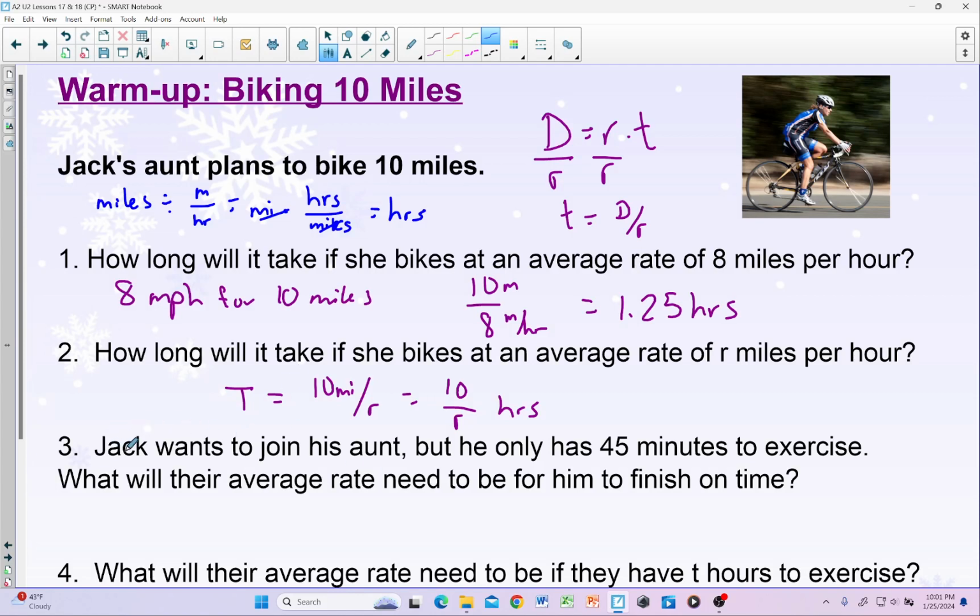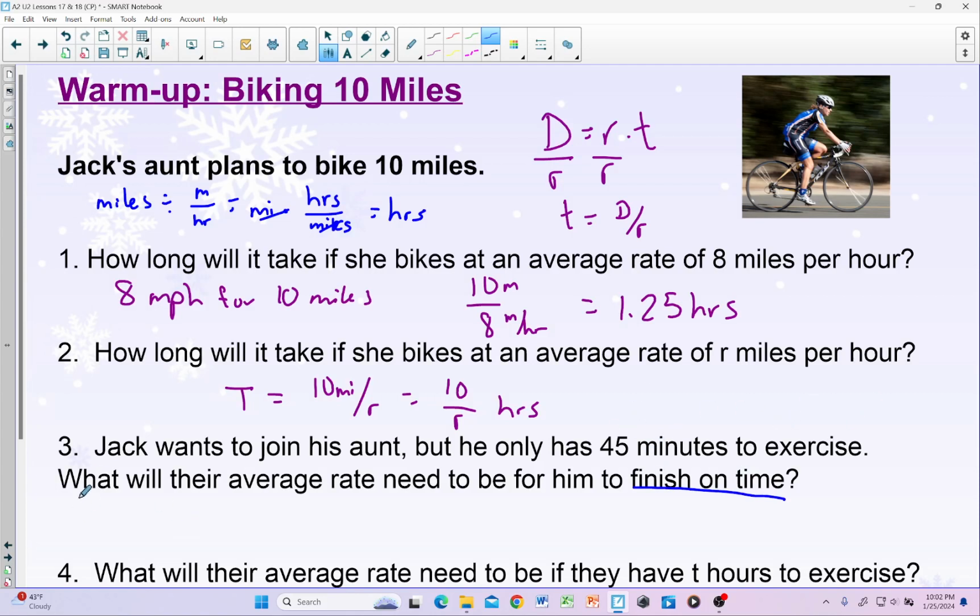Okay, Jack wants to join his aunt, but he only has 45 minutes to exercise. What will the average rate need to be for him to finish on time? Okay, so he only has 45 minutes. So they want to bike for 10 miles, right? So the goal is to finish on time, which means they have to do the whole 10 miles. Okay? But they only have 45 minutes.